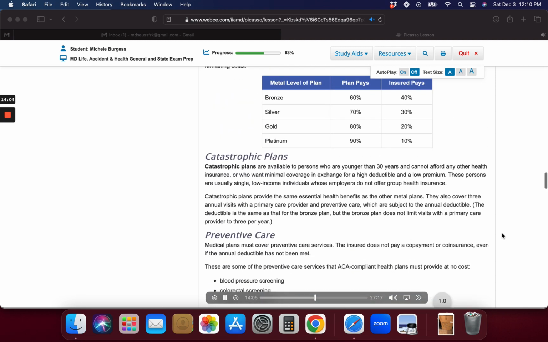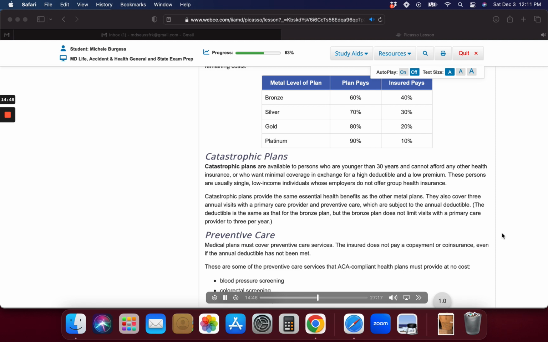Catastrophic plans. Catastrophic plans are available to persons who are younger than 30 years and cannot afford any other health insurance, or who want minimal coverage in exchange for a high deductible and a low premium. These persons are usually single, low-income individuals whose employers do not offer group health insurance. Catastrophic plans provide the same essential health benefits as the other metal plans. They also cover 3 annual visits with a primary care provider and preventive care, which are subject to the annual deductible. The deductible is the same as that for the bronze plan, but the bronze plan does not limit visits with a primary care provider to 3 per year.